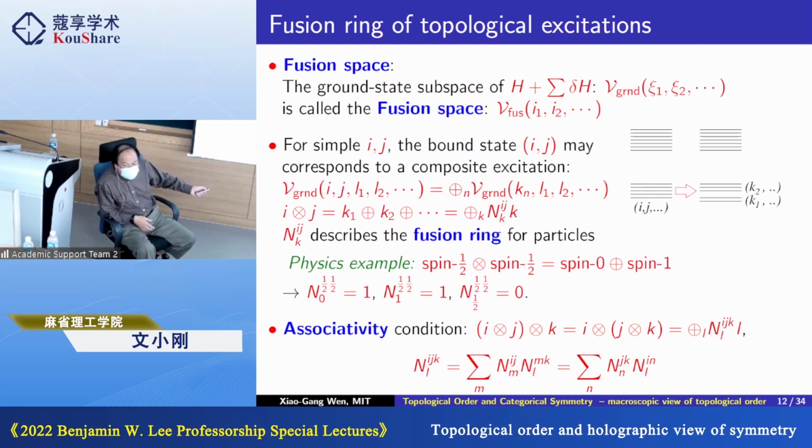The quantum dimension is 2 for spin-1/2. But when you fuse two spin-1/2 together, the total dimension is 4. So this 4-dimensional space can be written as a direct sum of a 1-dimensional space and a 3-dimensional space. That's spin 0 and spin 1. So that is a way to see how quantum dimension interacts with the fusion.